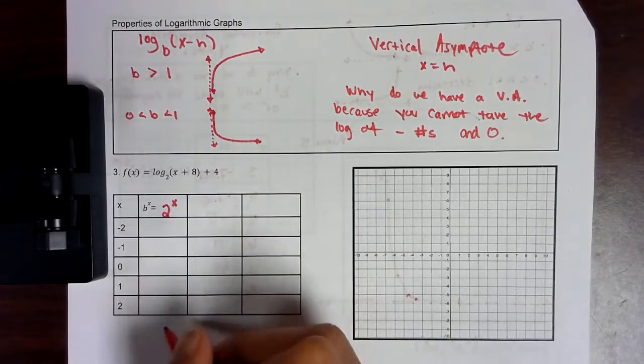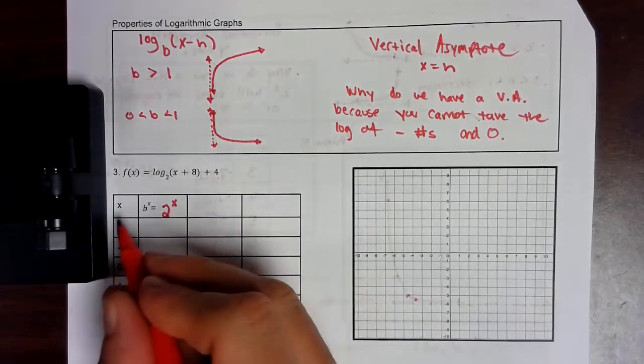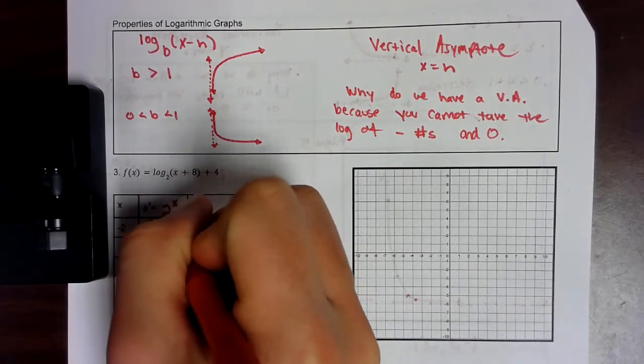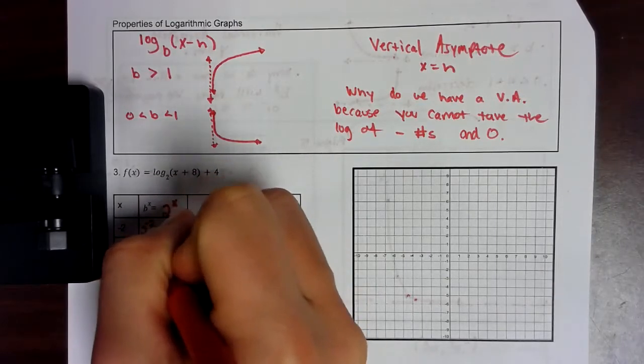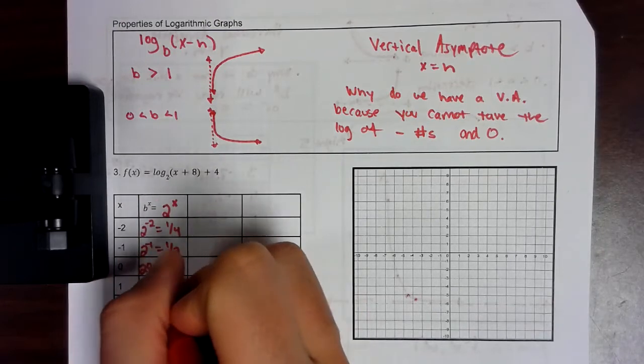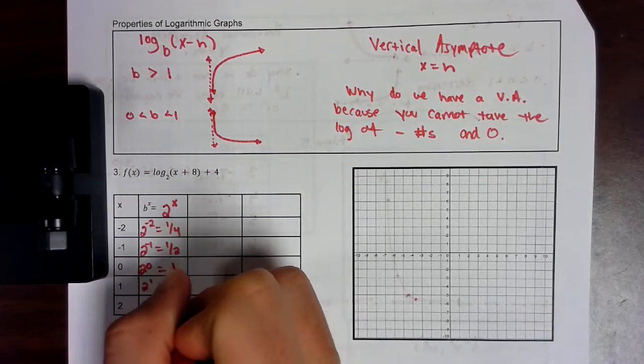So this first column here, we're going to list values of 2 to the power of x based on these x values. So 2 to the power of -2 is 1/4. 2 to the power of -1 is 1/2. 2 to the power of 0 is 1. 2 to the power of 1 is 2. And 2 squared is 4.